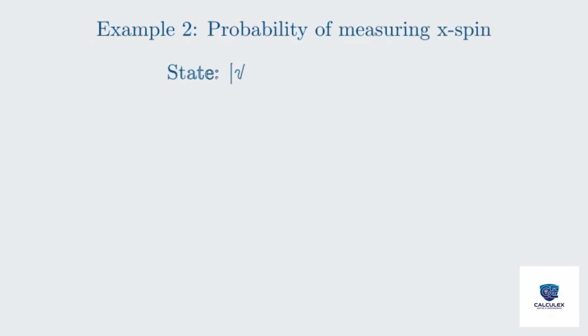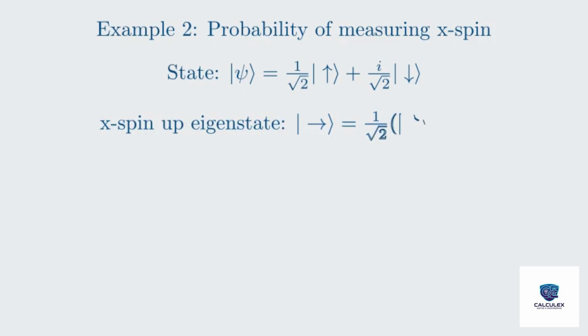For our second example, let's take the same initial state and ask a different question. What is the probability of measuring x spin up? Our state is the same as before. Our question now involves the sigma x observable. We need the eigenstate for x spin up, which we previously called plus x. The eigenstate is 1 over the square root of 2 times up plus down. Now we calculate the probability using the inner product. The probability of finding the particle in the x spin-up state is the squared magnitude of the inner product of plus x with psi.